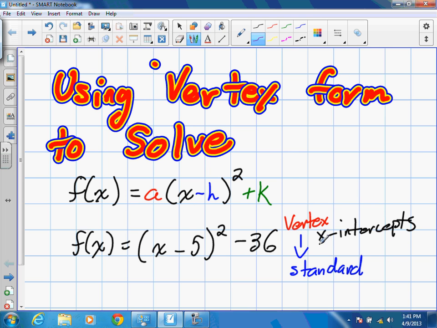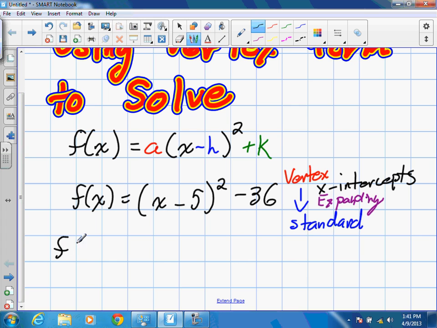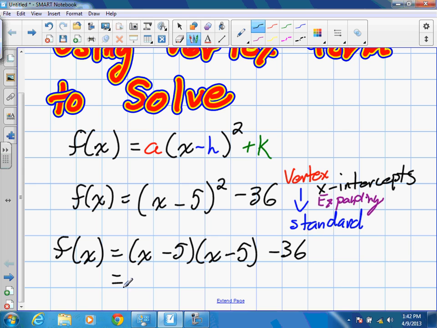Okay? So we're going to write down the word expanding right now. We need to expand this, so we'll expand our vertex form. Now our vertex form here is our f of x. When this is expanded, what this really says is x minus 5 multiplied by x minus 5, because it was squared, minus 36. We're then going to FOIL, which I'm going to do a little quicker than you're used to. This is going to become x squared minus 10x plus 25.